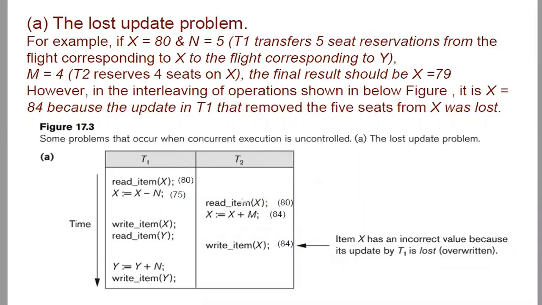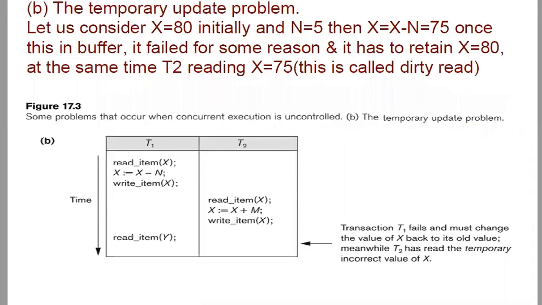So that is the reason we are getting an incorrect value. Okay, so that is what we call the lost update problem. The next example is the temporary update problem. Here we are applying the same type of example, but the thing is, in the ACID properties, we are going to talk about ACID properties next.